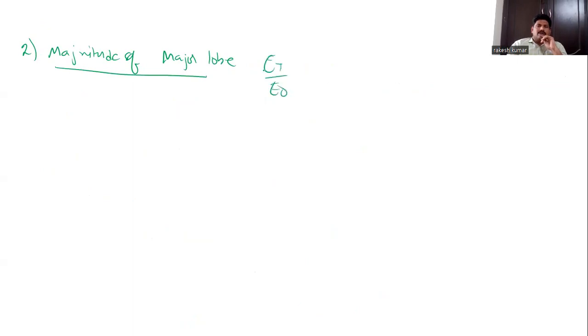Okay. Now let us go to the second point. What is the second point? That is the magnitude of the major lobe. So what is the magnitude of the major lobe? We know that Et by E naught is equal to n. Here, what is the value of n? N is equal to 8.